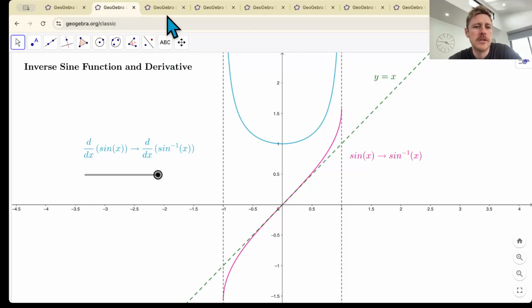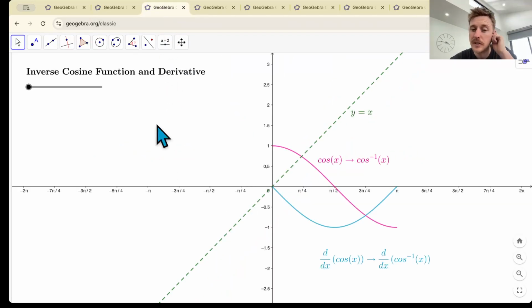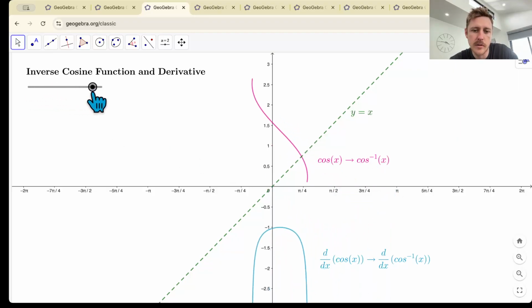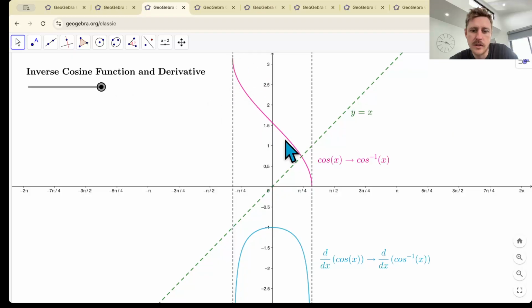All right. Let's do the same thing for the inverse cosine function. So again, cosine we've now got in pink, and we're going to transform it to the inverse of cosine. So that's going to look like this, which should hopefully be a review. This graph here is the inverse cosine.